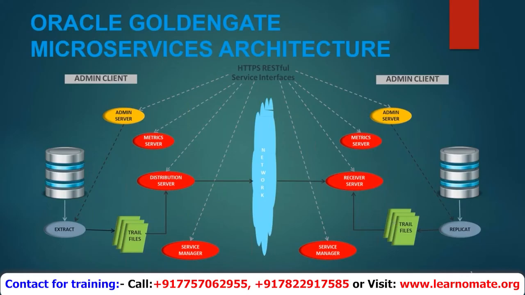So the GoldenGate data pump process has been replaced with the distribution server in microservices architecture. Similarly, the collector process of classic has been replaced with the receiver server in microservices architecture. I again repeat, the classic data pump process has been replaced by the distribution server in microservices architecture.